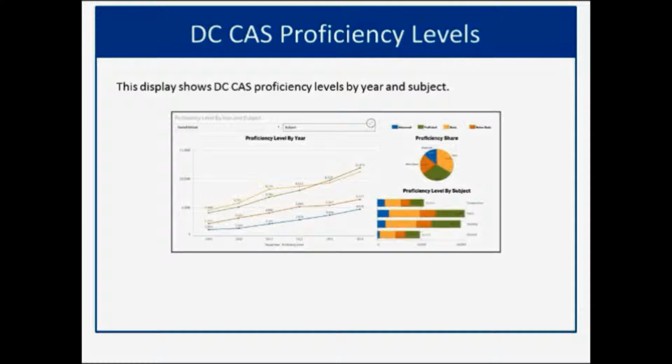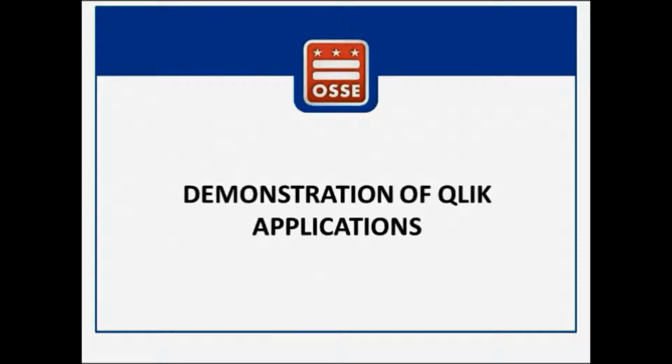This is a sample screenshot of a pie chart displaying the percentage of attendance status by age group. And then you have a screenshot of the in-seat attendance, the enrollment, the DC CAS Proficiency Levels, and this is by year. What you see here is by year and subject. A sample of the student assessment data.